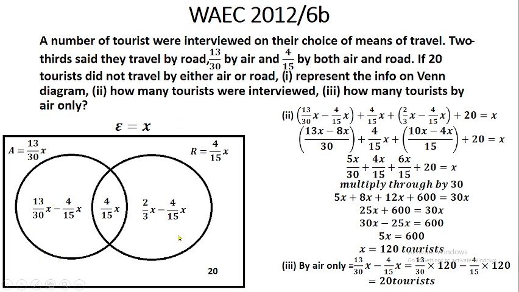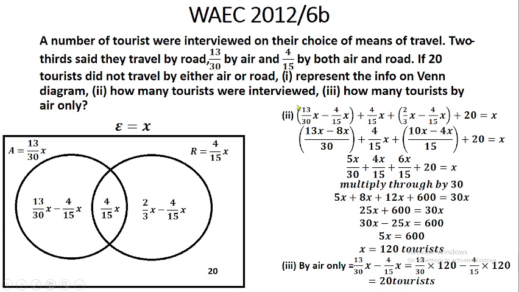So you can also find people that travel by road only if you have to find that as well, and that is quite simple. You can also find people that travel by both means of traveling. That would be 4 over 15 times 120 also. So that's the question for that one.